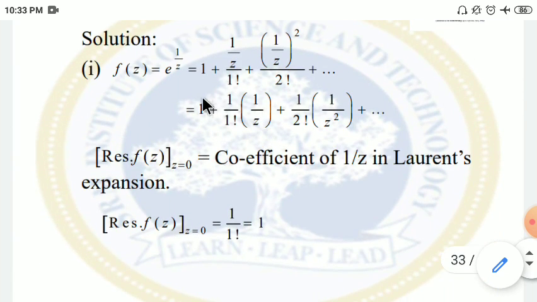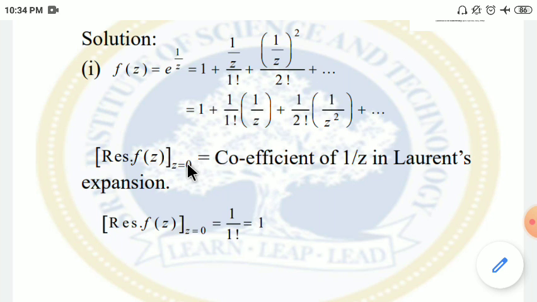E power 1 by z. So expand this with the help of the exponential function. It has 1 plus 1 by 1 factorial, 1 by z. So how many terms are there? There are many terms, isn't it? Now when I apply limit z tends to 0, everything becomes infinity. So this is the way to find out the residue of f of z at z equal to a.